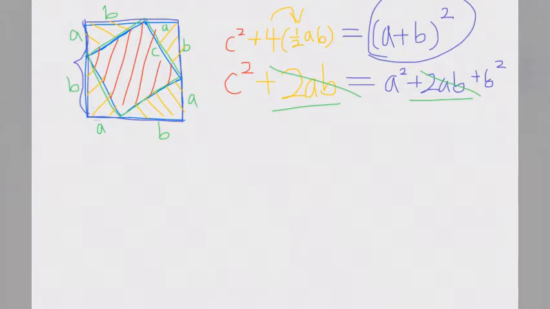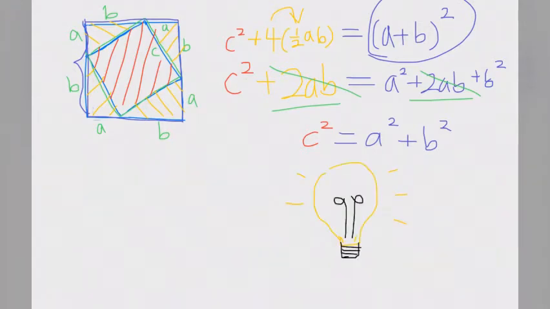And actually, you'll notice that this is beginning to look familiar. On the left side, we just get c squared. And then on the right side, we've got a squared plus b squared. Well, what do we know? This looks really familiar because this is the Pythagorean theorem. So this is the first proof of the Pythagorean theorem. And there are a ton of other ones. But in the meantime, that's the first proof.